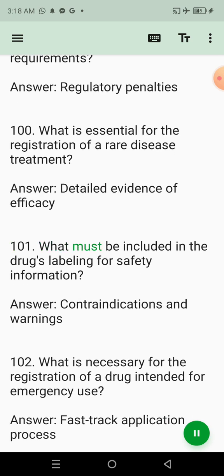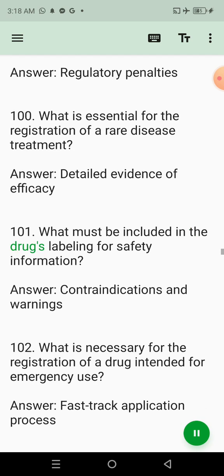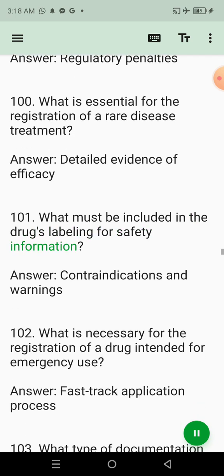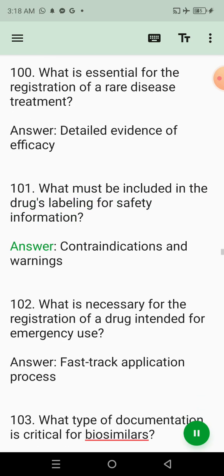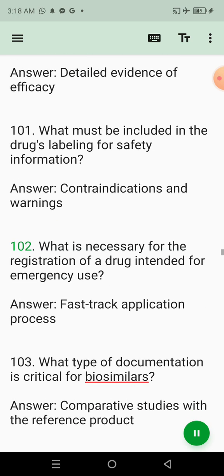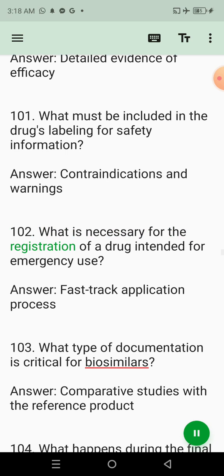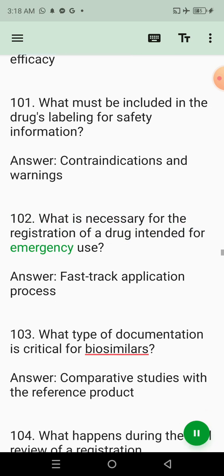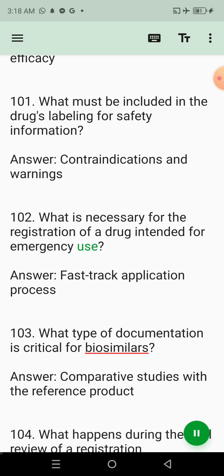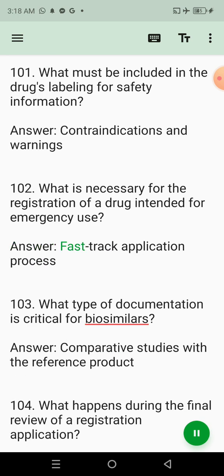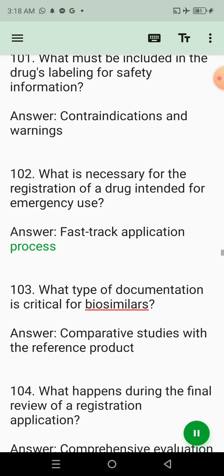101. What must be included in the drug's labeling for safety information? Answer: contraindications and warnings. 102. What is necessary for the registration of a drug intended for emergency use? Answer: fast track application process.